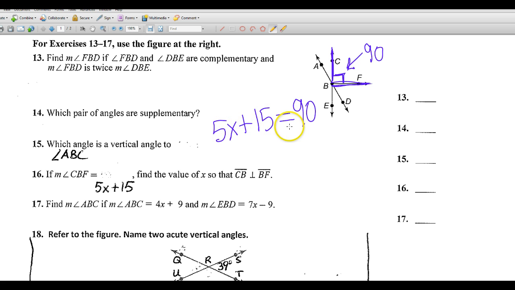So 5x plus 15, subtract 15 from both sides. We have 5x is equal to 75. And we divide by 5. So x would have to equal 15.